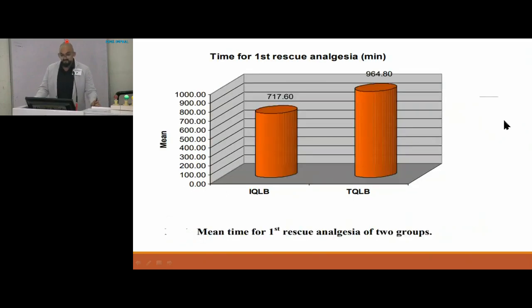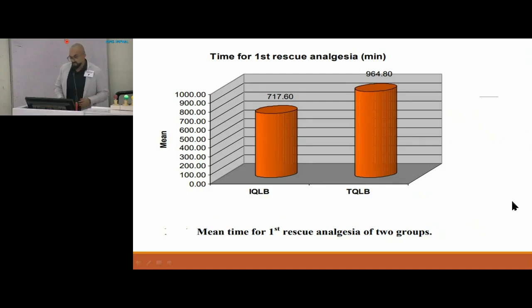Time to first rescue analgesia, as we can see here, in the IQLB group, 717 minutes was achieved, whereas in the transmuscular group, we achieved almost 965 minutes. That gives us an added advantage of almost 3.5 hours.